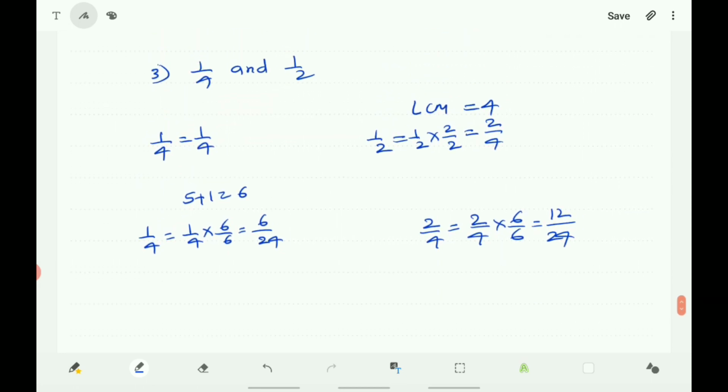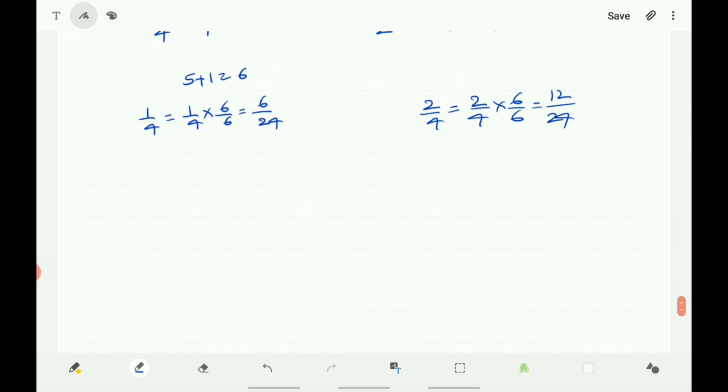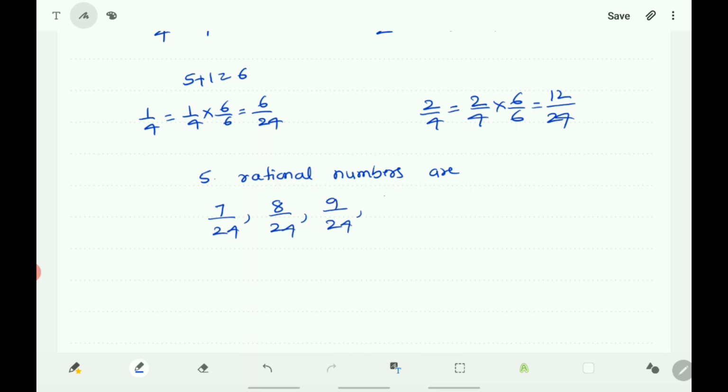Therefore here the 5 rational numbers are greater than 6 by 24, that is 7 by 24, 8 by 24, 9 by 24, 10 by 24, 11 by 24. You got exactly 5 rational numbers here.